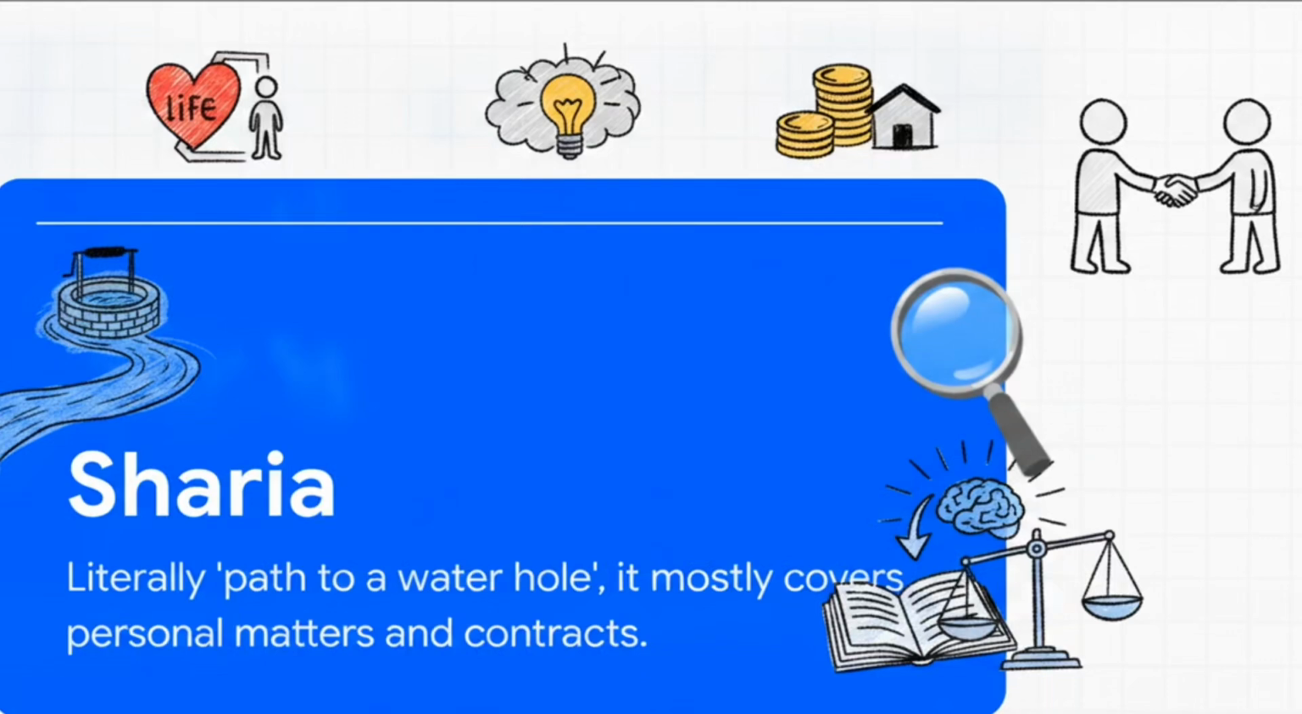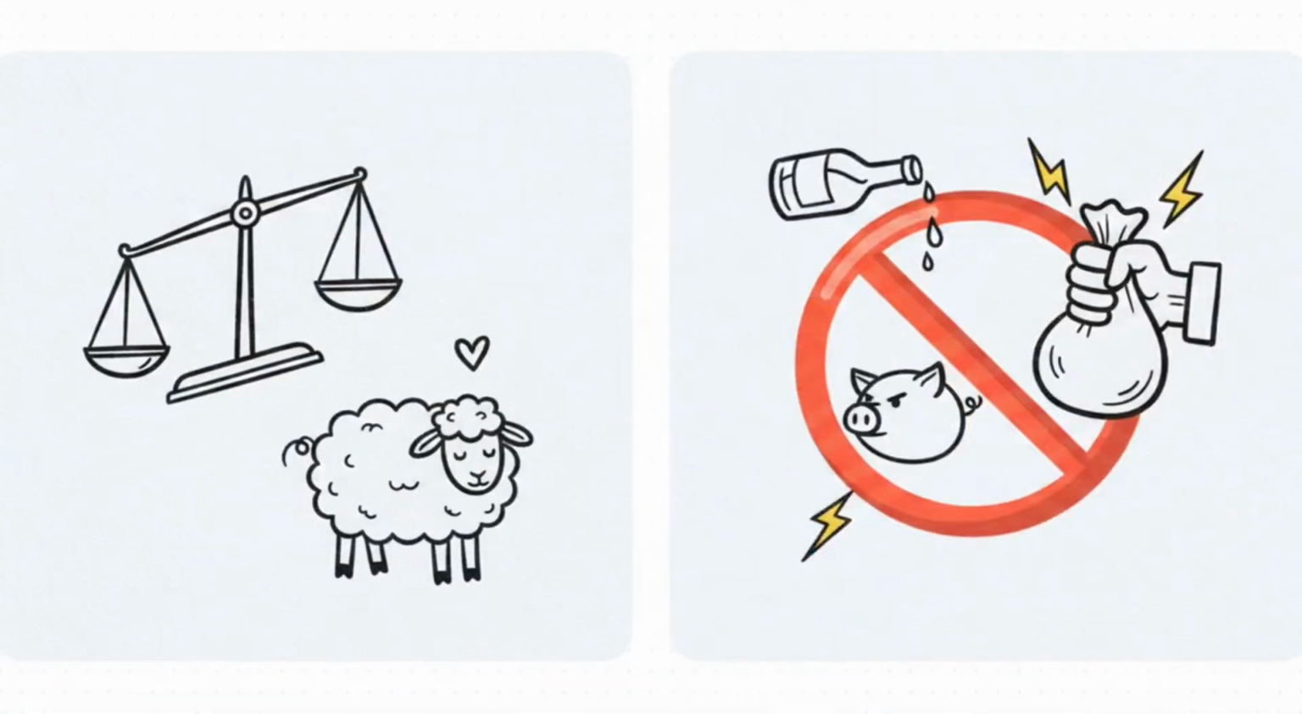Fundamentally, it's an aspirational moral code designed to protect life, intellect, and property. It mostly dictates personal behavior, like how to treat your neighbors or how to handle business contracts. The human effort to interpret this divine ideal into actual, practical legal rulings is a constantly evolving scholarly process called fiqh. Daily choices are governed by a really strict dichotomy of permissible and forbidden actions.